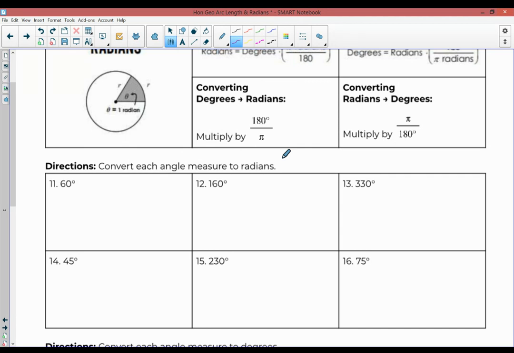So I have 60 degrees, and I want to get that from degrees to radians. So I'm going to use this first one. So I'm going to take 60 degrees, multiply that by, I fixed it on the handout, but it's wrong here. So it's right on yours, wrong on mine. And that's my bad.